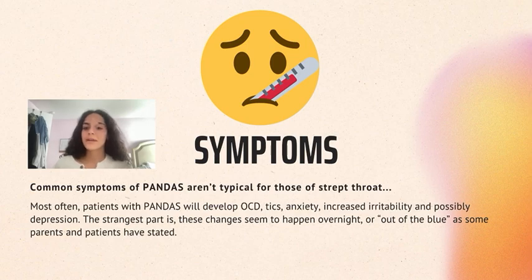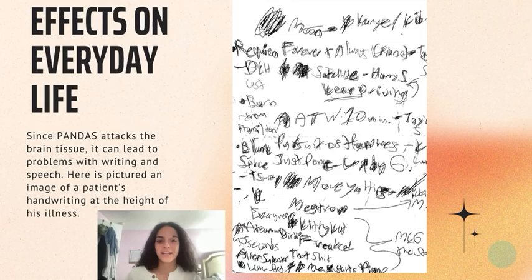Most often, patients with PANDAS will develop OCD, tics, anxiety, increased irritability, and even depression. And the strangest part is these changes seem to happen overnight or out of the blue. So, PANDAS has an interesting effect on everyday life, and pictured here is a patient's handwriting at the peak of their illness. And as you can see, there are scribbles, and it's really hard to follow and understand.